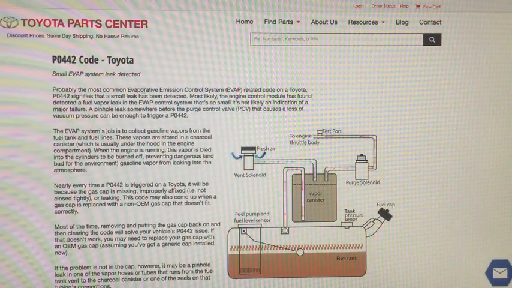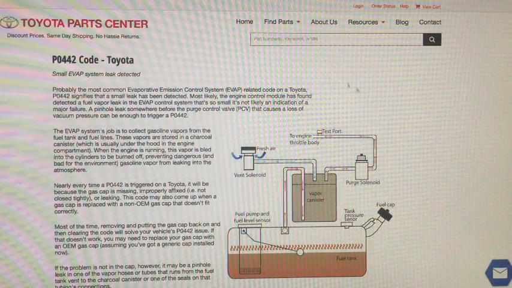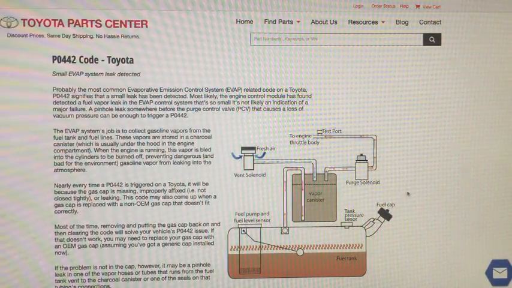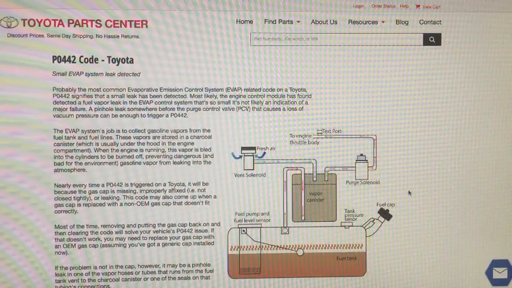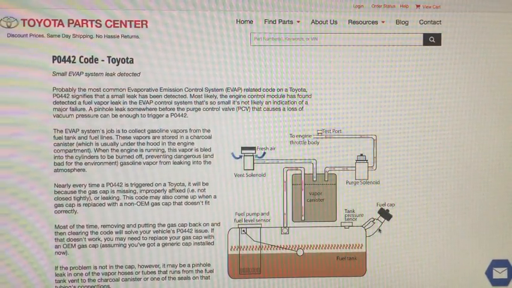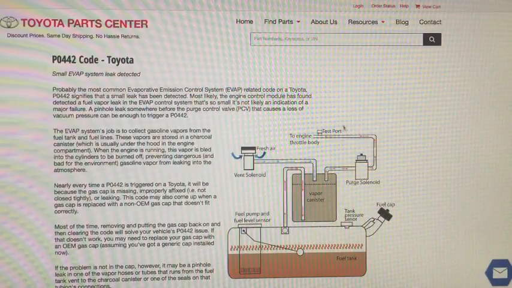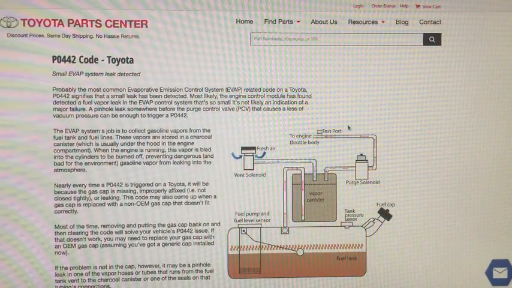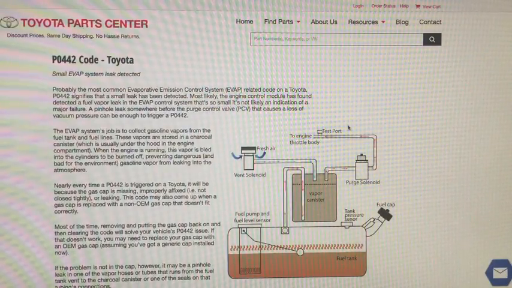EVAP stands for Evaporative Emission Control System. And here's a diagram of that EVAP system, which basically reroutes fuel vapors back through your engine so that they're burned off rather than being sent out through your exhaust as pollution. The most common location for a leak is at your fuel cap. This is in the engine compartment right here, this part of it. And this is where I found a leak in my car. So keep watching, I'll show you where I found mine, and maybe you've got a leak in the same spot.